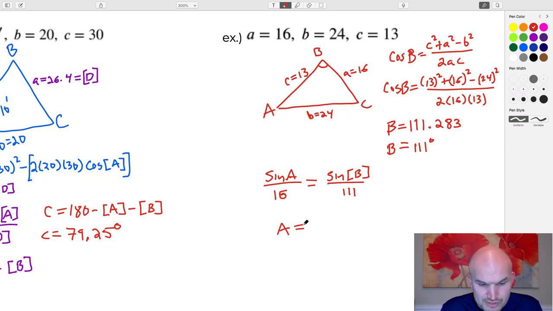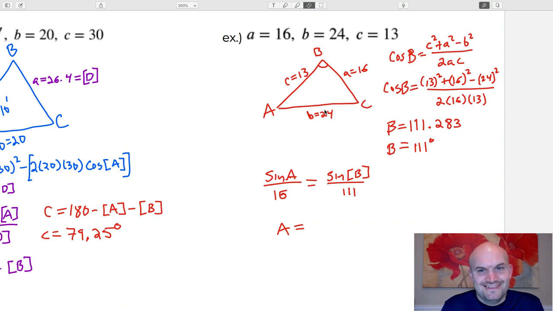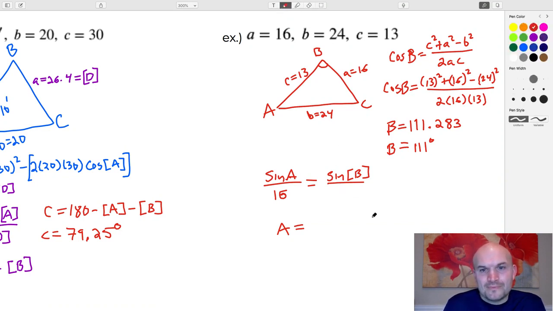So B is 111.28. Good. Let's do sine of B, and that's going to be times 16. Oh, I'm an idiot, I see what I did. You're not dividing by 111. Sine of B is over 24. Crazy, I don't even know where that came from. That's 24. All right, so then divide that by 24. And now I take the sine inverse of that answer.